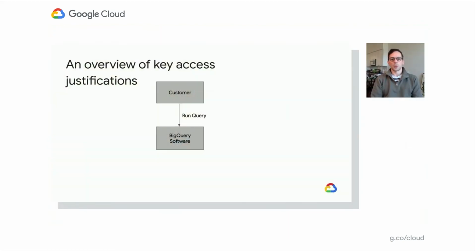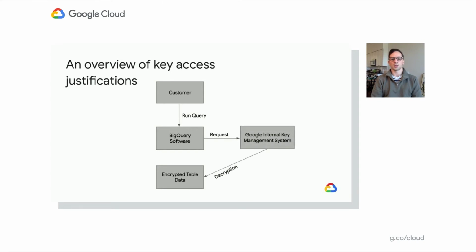You go ahead and run a query, and the BigQuery software needs to decrypt your data because it's encrypted by default. So it's going to call our internal key management system and say, please decrypt this data for me so I can run the query. The internal key management system will authorize that decryption. The BigQuery software will perform the query, and then we're done.